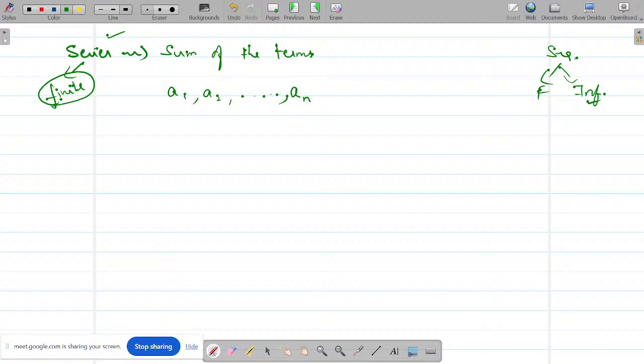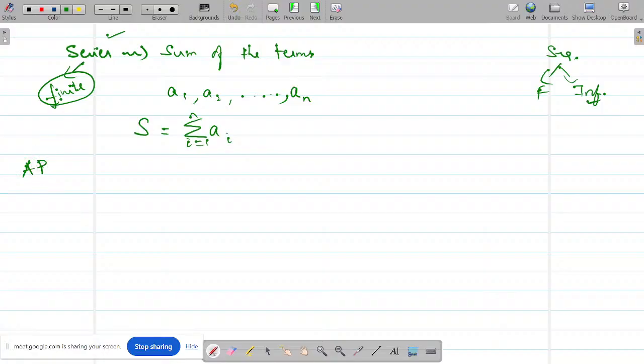Or TN. What a series is, the notation uses capital S. Series capital S is equal to sum of the terms. Sum is summation. The summation symbol, AI, I is equal to 1 to n. This is the formula. Actually, not the formula. By definition, this is a series.